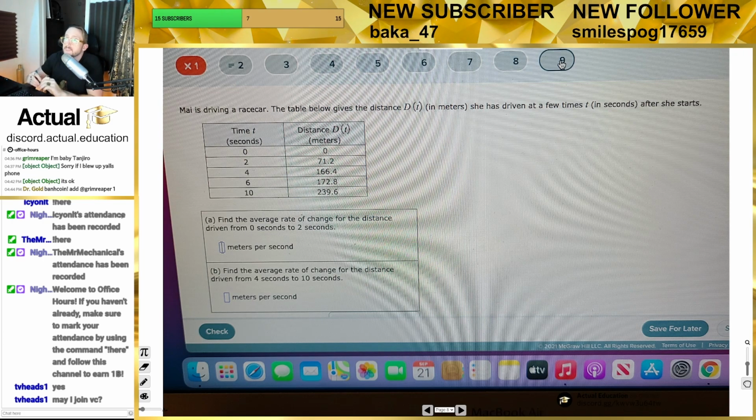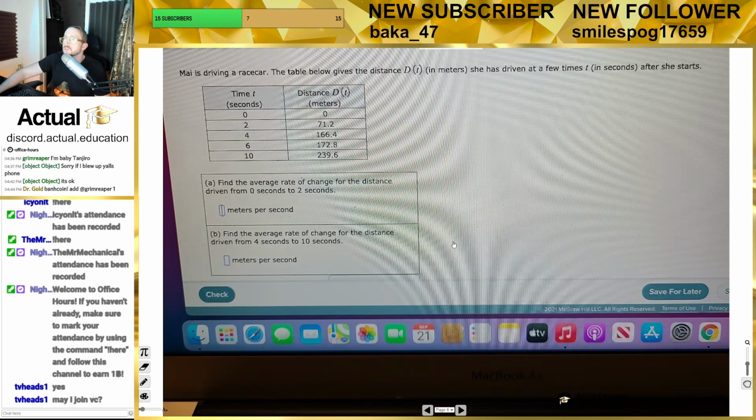Okay, good. All right. So, here's the question. It says, Mai is driving a race car. The table below gives the distance, d of t, in meters, and the time, t. So they're asking you to figure out the average rate of change for the distance driven from 0 to 2 seconds. Do you know what the equation for average rate of change is? I think so. I don't fully know. Do you mind giving me a refresher, please? Yeah, for sure. I got you, dude.